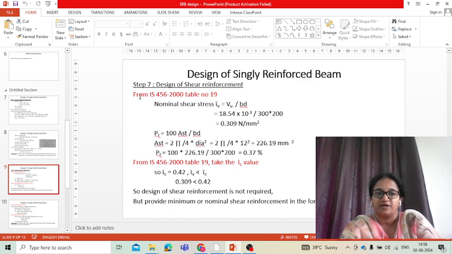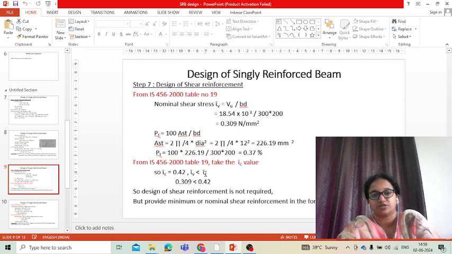Coming to the next step, here it is about the design of shear reinforcement. The main reinforcement calculation is completed. Now coming to shear reinforcement. From IS 456-2000 table number 19, the nominal shear stress tau v is equal to Vu by bd. With that I have got the value of nominal shear stress, and the percentage of tensile steel is 100 Ast by bd, so I got the percentage of steel as 0.37%. With that table I will take the value of tau c. Here I have got the tau c value as 0.42, which is greater than 0.39. So the shear reinforcement is not required. If it is vice versa, the shear reinforcement is required.